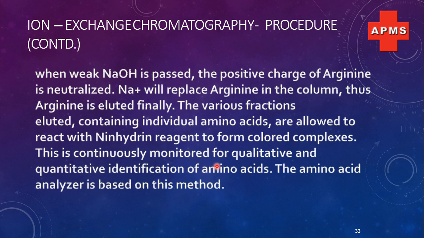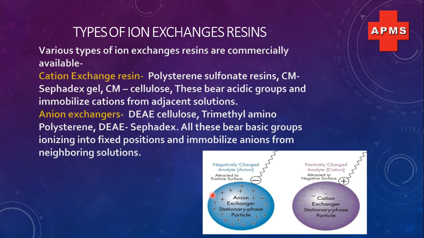Thus the eluate is continuously monitored for qualitative and quantitative identification of amino acids. So this technique, ion exchange chromatography, is a very good technique for the qualitative and quantitative determination of amino acids. The amino acid analyzer is based on this method.